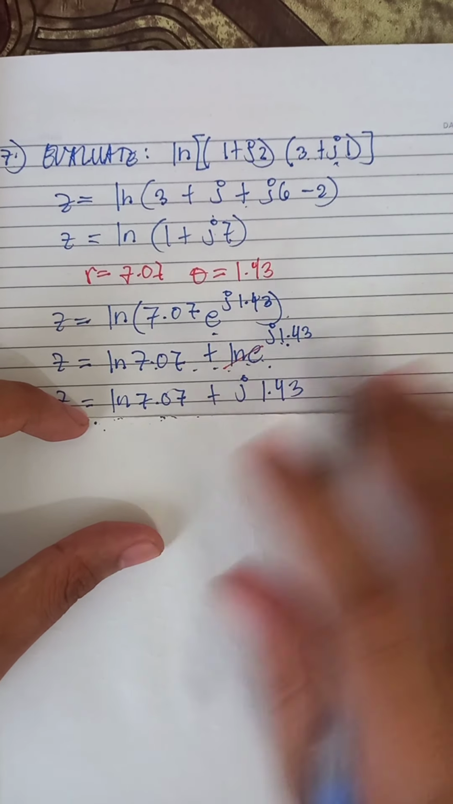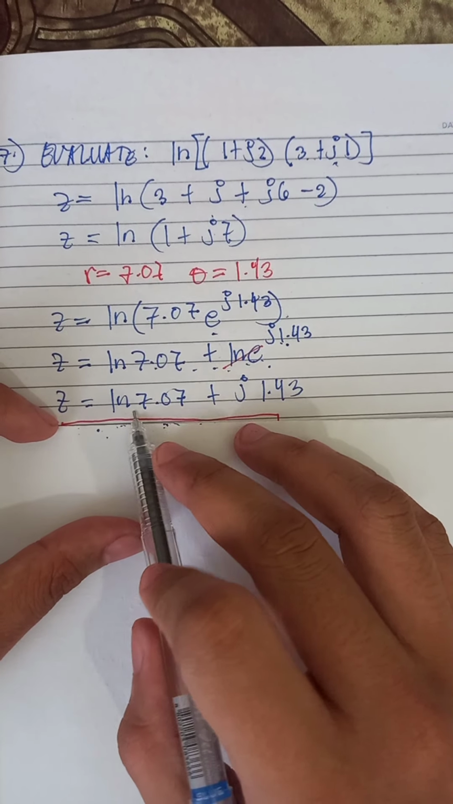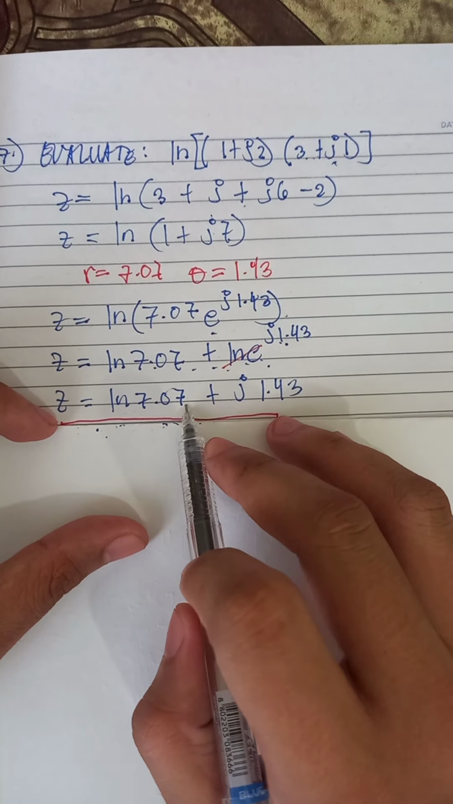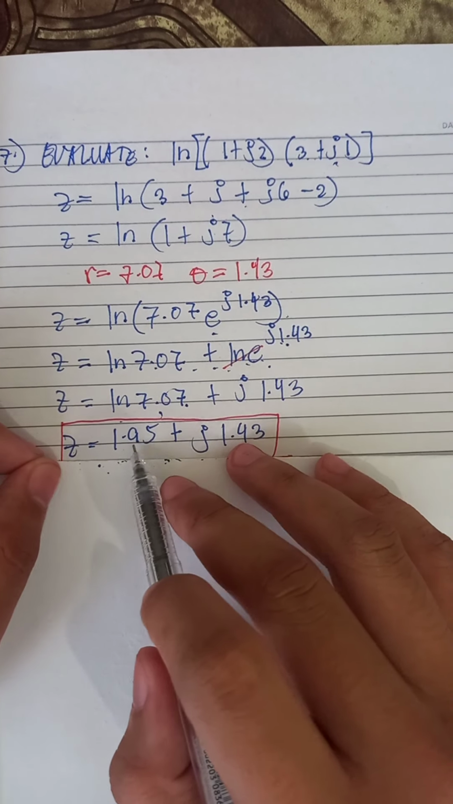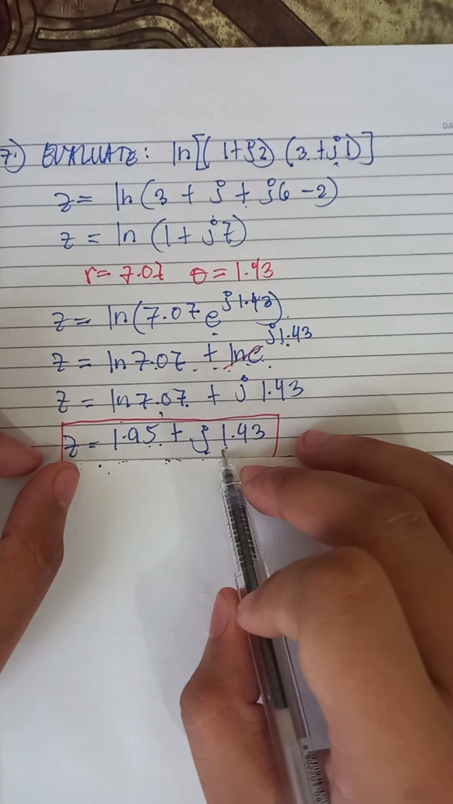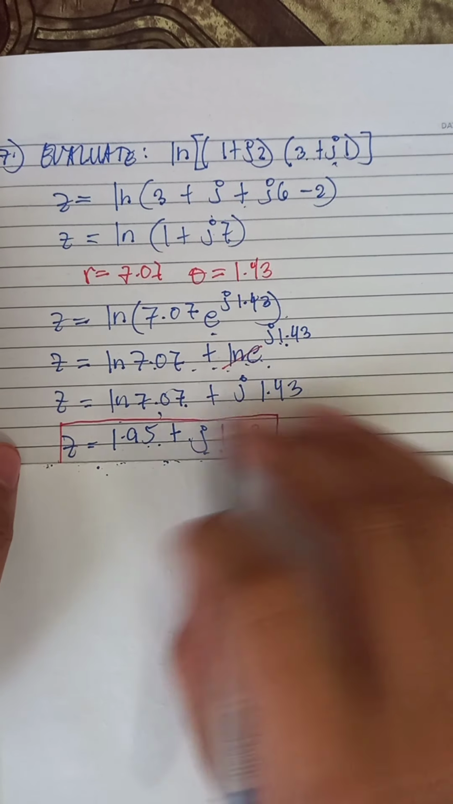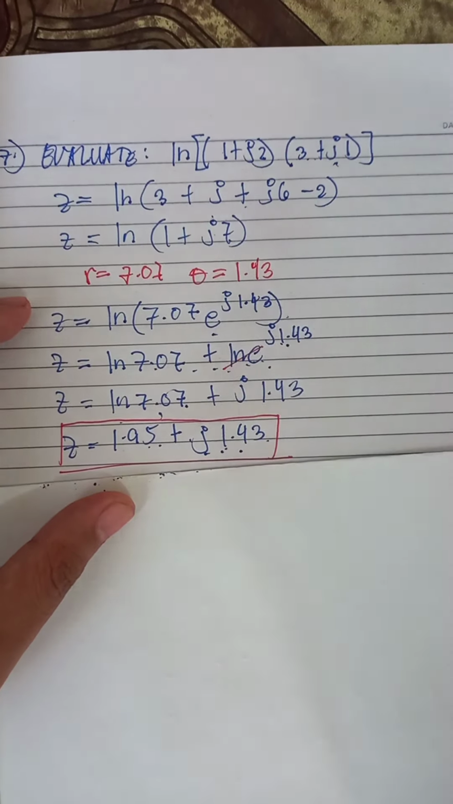So the next step is we have to calculate the ln 7.07. So the value of ln 7.07 is 1.95, plus the copy j1.43. So this is the value in calculating or evaluating this equation.